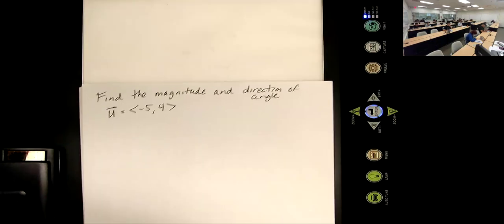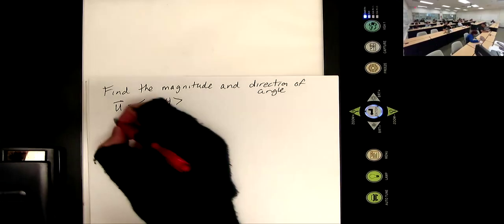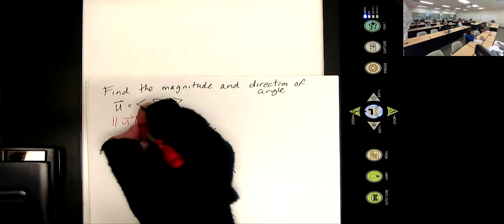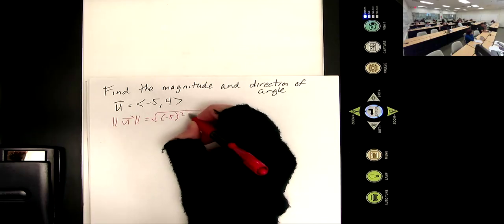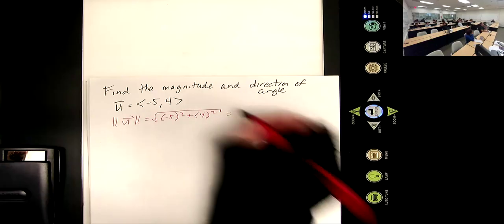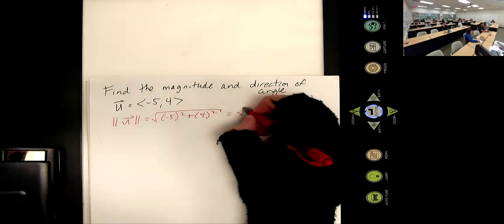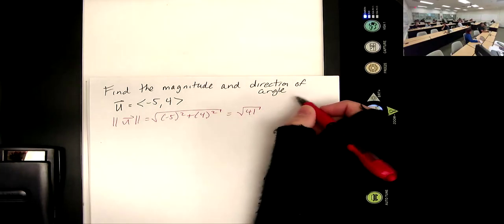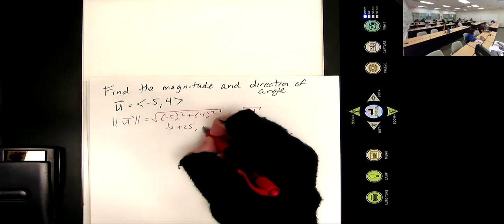Alright. What should I do here to find the magnitude? Just take the square root of negative 5 squared plus 4 squared. What do I get? Square root of 41. Yep. It's important to note that is positive 25, not negative 25.